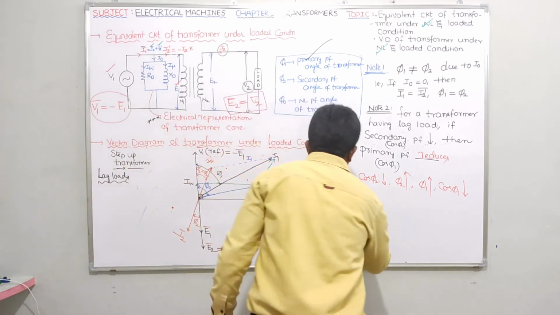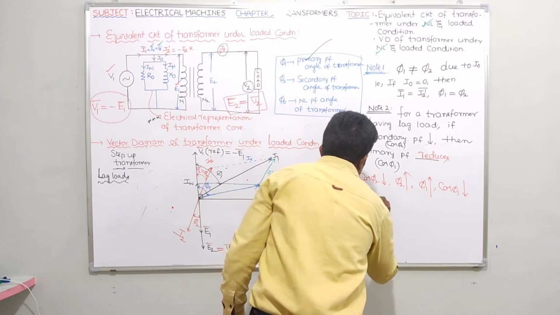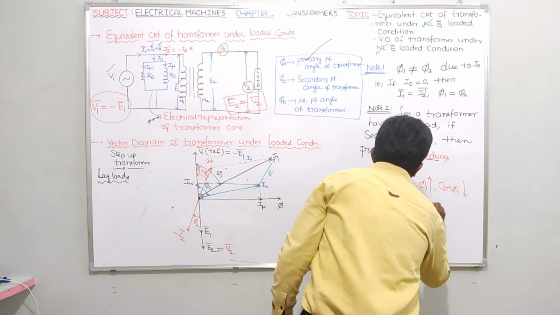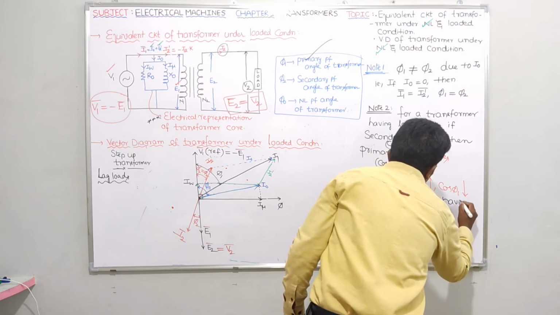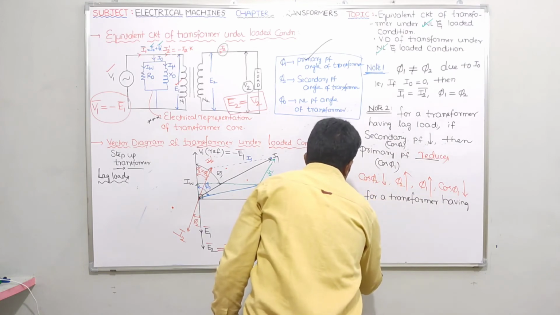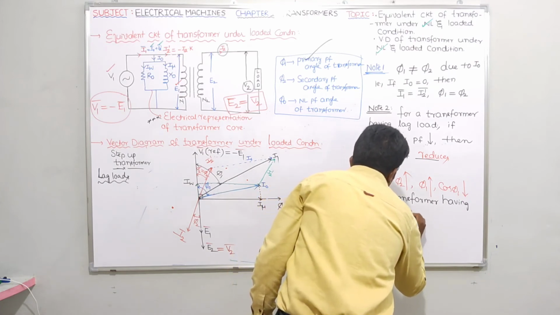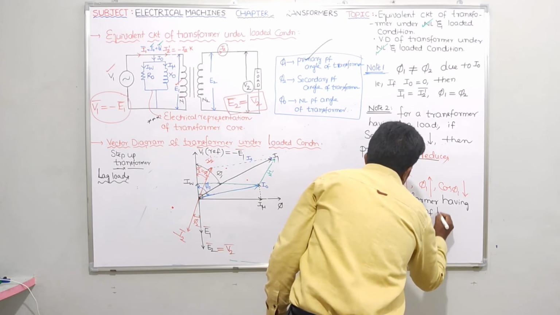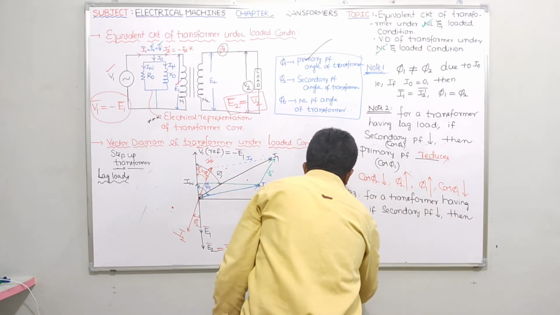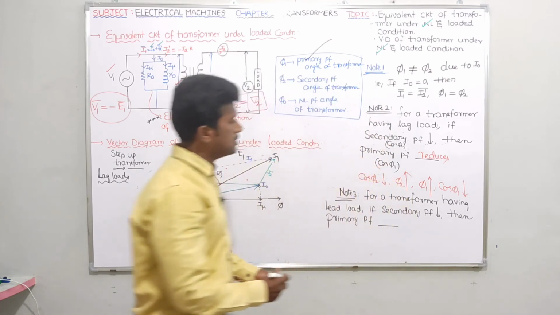Yeah, same question I am asking for lead loads. Okay, for lead loads I am asking note 3. For a transformer having lead load, if secondary power factor reduces, then primary power factor dash. Tell me the answer to this question.